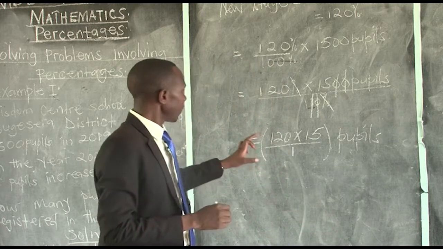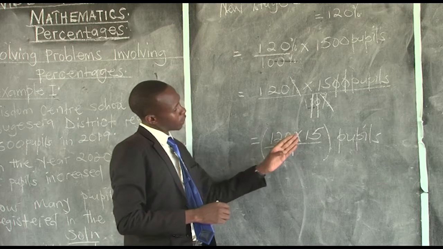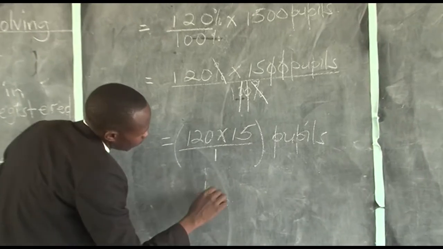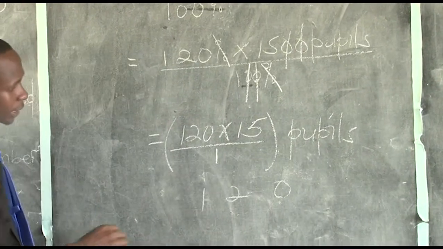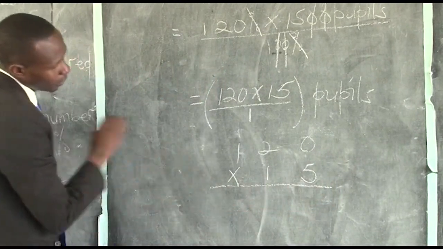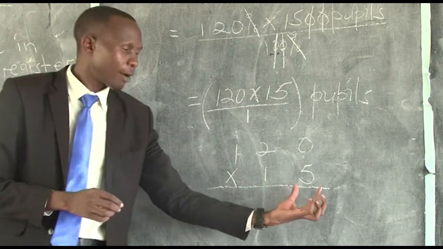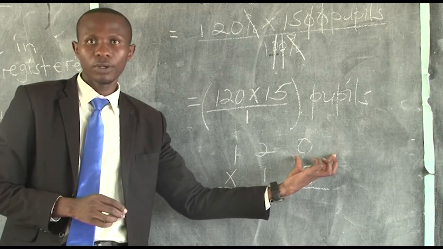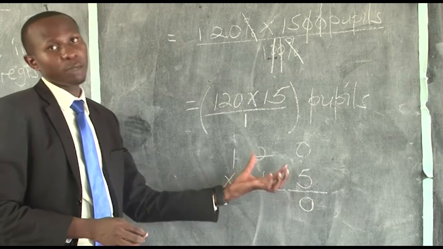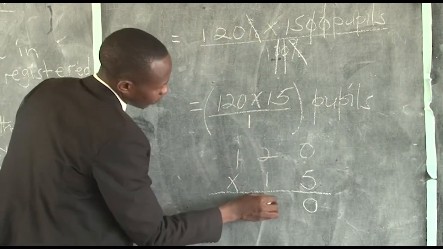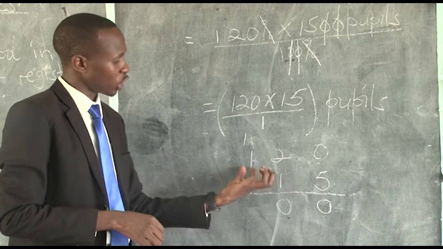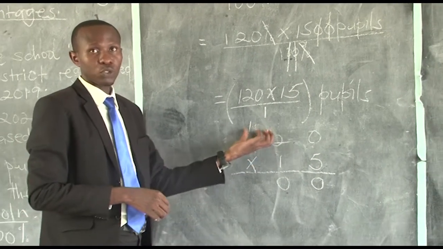Okay. Then from there, when you get 120 times 15, what do we come out with? We shall say 120 times 15. Let's work out together. We shall have 5 times 0, which will give us 0. Then we have 5 times 2, which will give us 10. 10, we shall write 0, we regroup 1. At the same time, we shall say 5 times 1, it will give us 5, plus 1, it will give us 6.